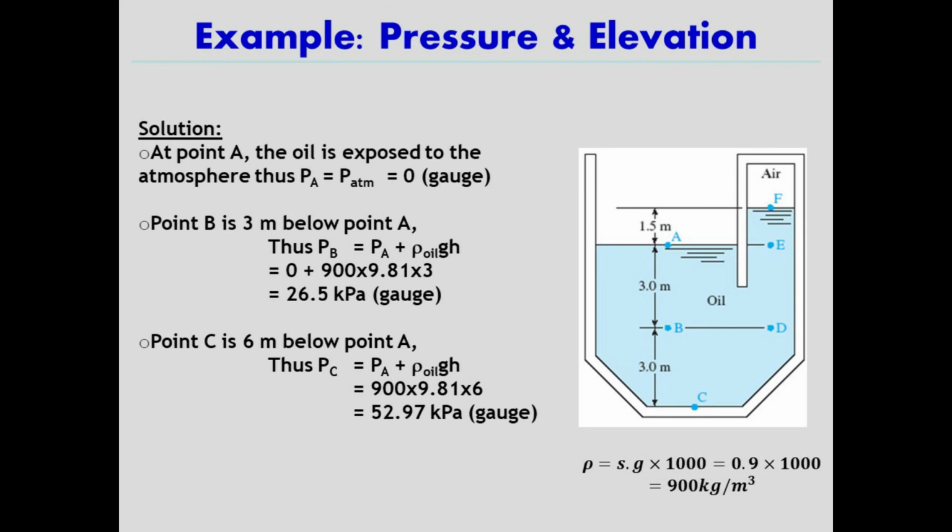Okay, same with point B. But point C is located 6 meter below the liquid surface. Okay, now you can calculate for point C. PC is equal to pressure at point A plus rho g h. Pressure at point A is 0, rho is 900, g is 9.81 and h is 6 meter. So now PC is equal to 52.697 kilopascal. Okay, you have solved for point A, point B and point C.